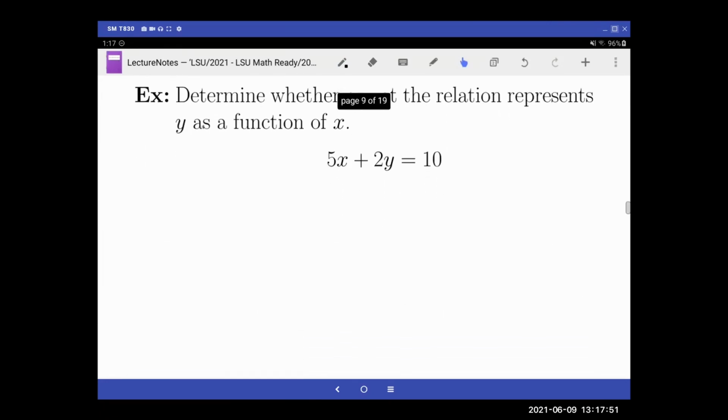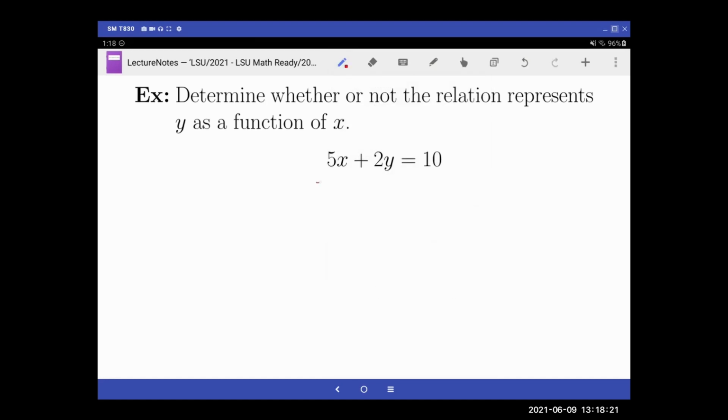All right, this is a little bit easier to see because it looks like something we're more familiar with. Determine whether or not the relation represents y as a function of x. That's a way to ask: if you plug in numbers for x, is it possible that you get a single y? You get one y every time, not multiple y's, just one. One way you can do that is to solve for y, get y by itself.